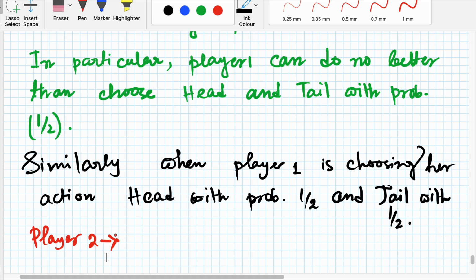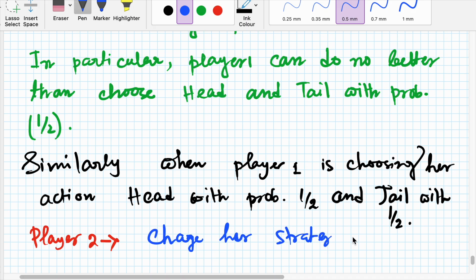With probability half it will gain, and with probability half it will lose 1 rupee. So player 2 will also find that there is no incentive to change her strategy, that is, playing head with half and playing tail with half. There is no incentive for player 2 to change her strategy from half up.